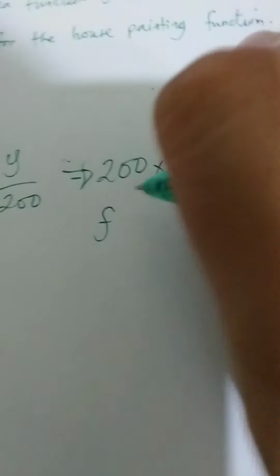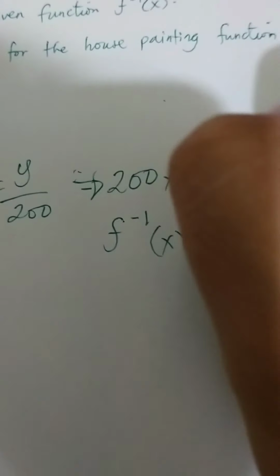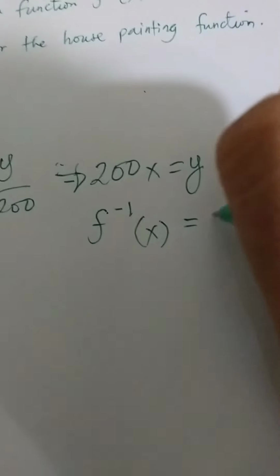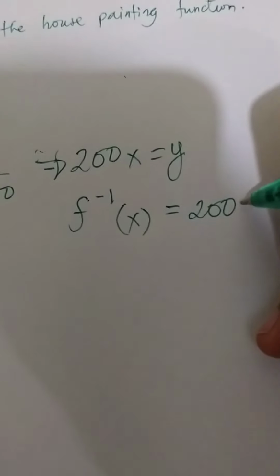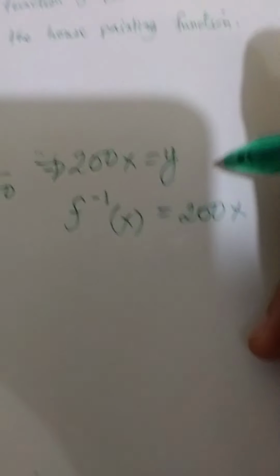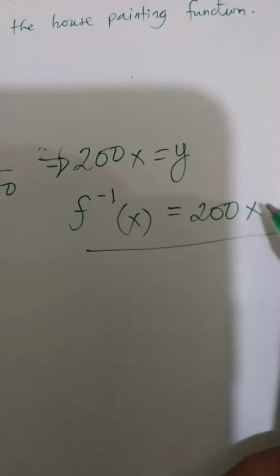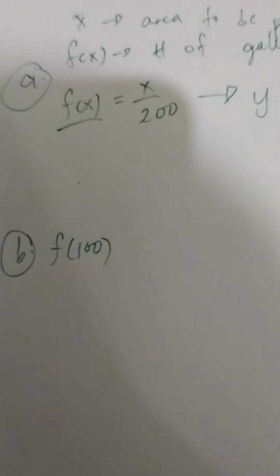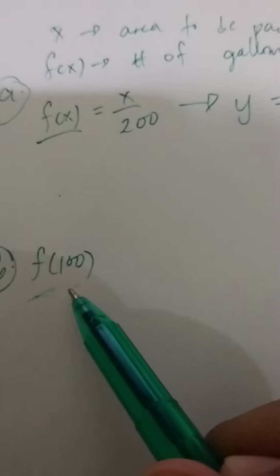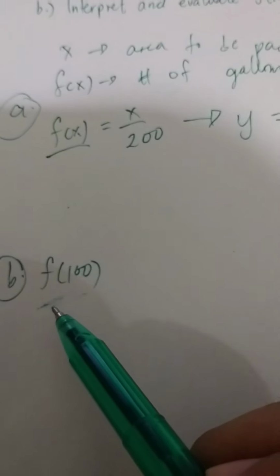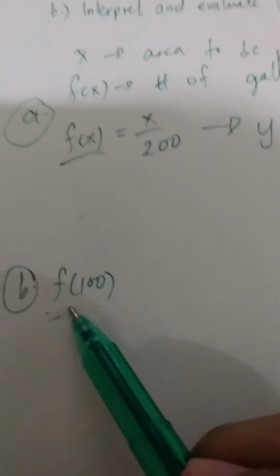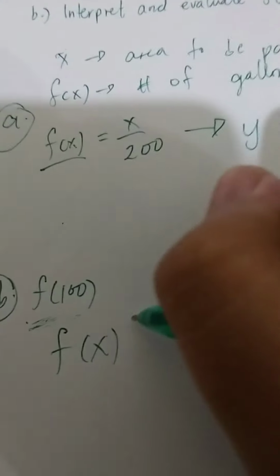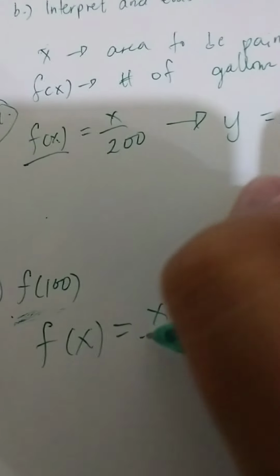So our inverse function is f raised to negative 1 of x is equal to 200x. Okay, this is the inverse of the original function. For letter B, we have to find and interpret f of 100. Here, we're going to use the original function since it is f of 100. Therefore, we have f of x is equal to x over 200.